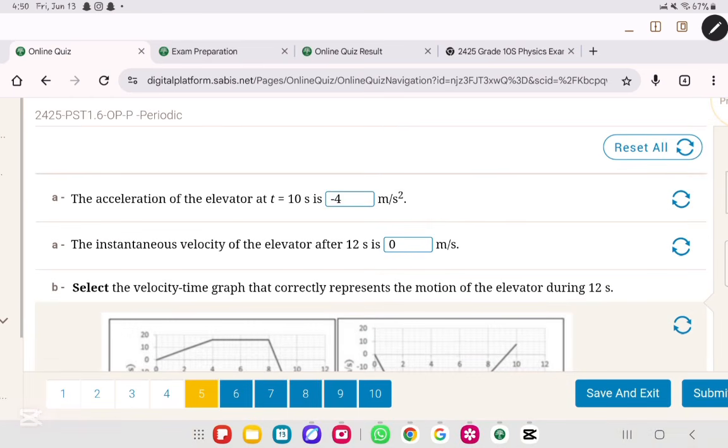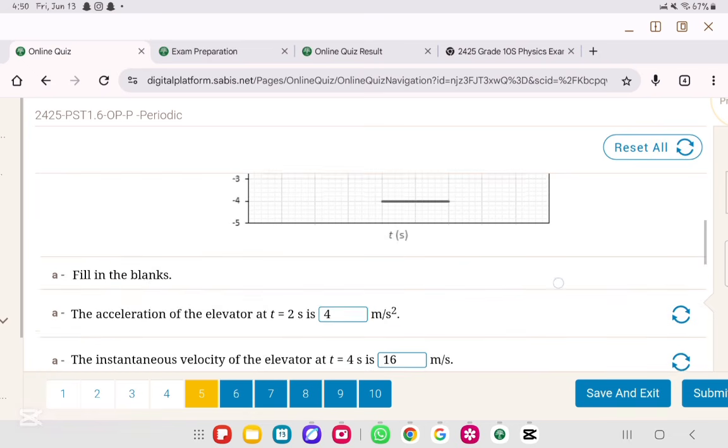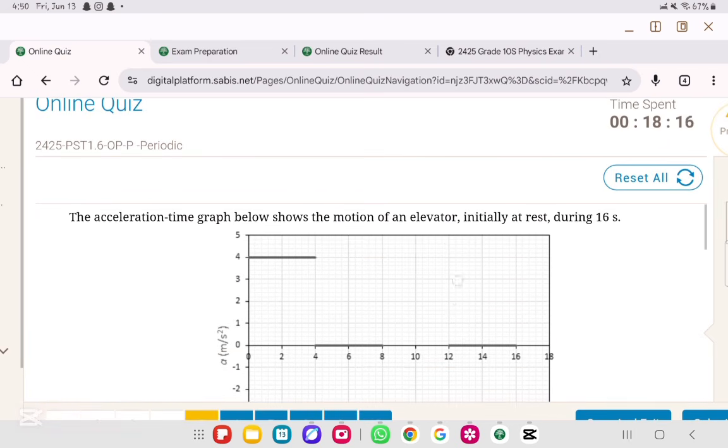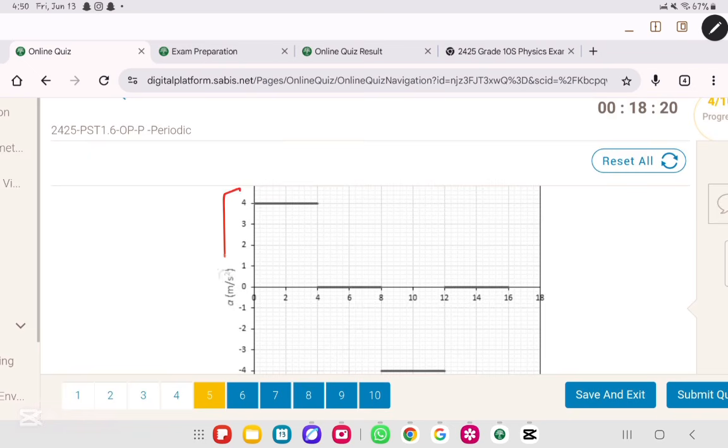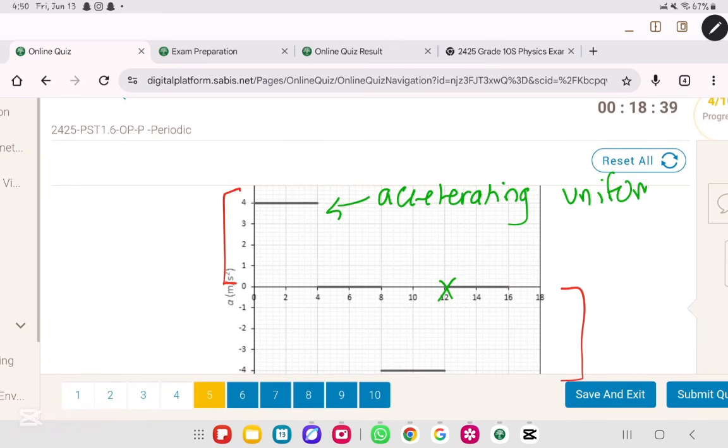Now they said, select the velocity time graph that correctly represents the motion of the elevator during 12 seconds. So we are given what? The acceleration time graph. We have two parts, the positive part and the negative part. Okay? So they want it until 12 seconds, so we will stop at 12 seconds. First, you will see that it is accelerating uniformly, because as you can see, it's a straight line. So it's accelerating uniformly.